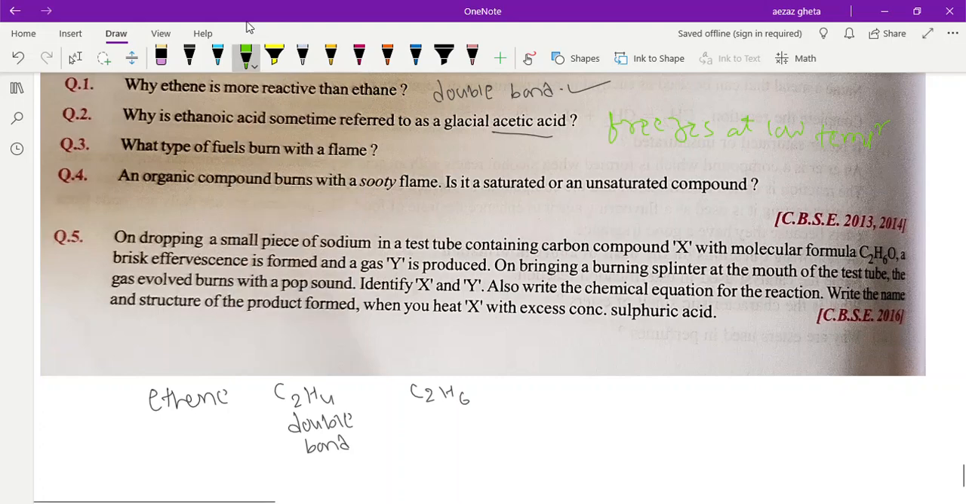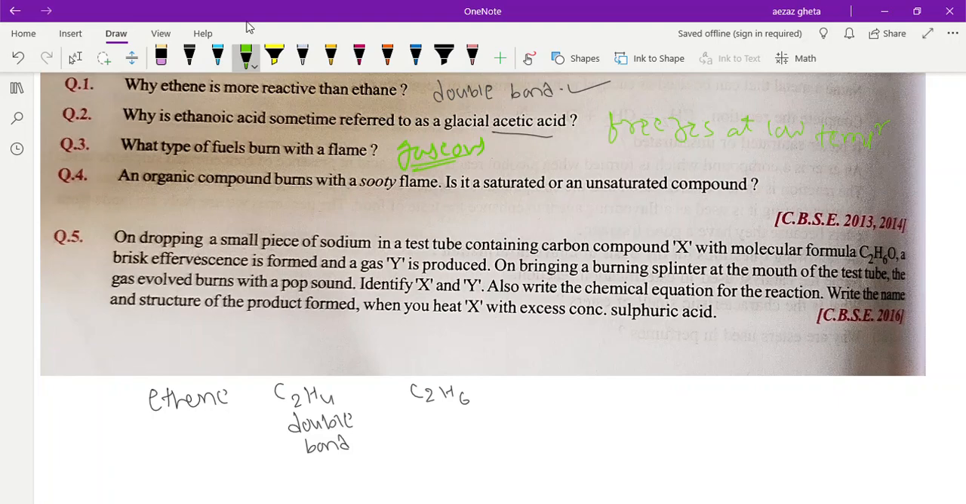The next question is what type of fuel burns with a flame? See, any fuel which burns with a flame, it is only due to the gas. So remember that any gaseous material or gaseous fuels will burn with a flame. Okay, gaseous, like volatile, matlab the gas will be coming out, so those fuels will burn with a flame, remember.